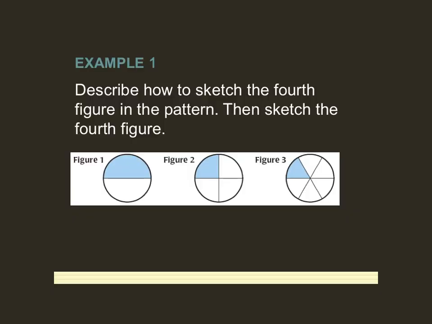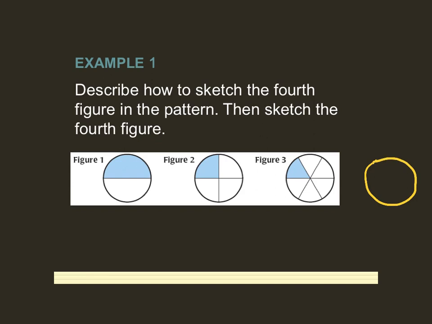All right, so here's our first example. We have a pattern here. We have figure 1, and notice it has 2 sections that it's divided into. Then figure 2 has 4, and then figure 3 has 6. It wants us to draw the fourth one. So we're going to draw a fourth circle, and they want us to complete the pattern.